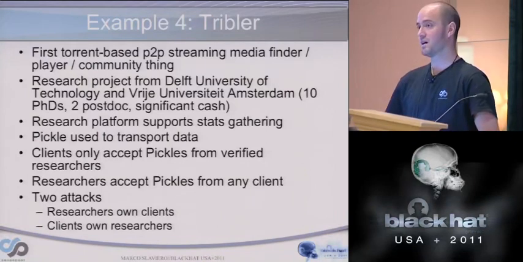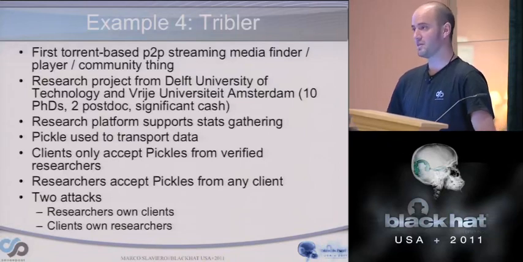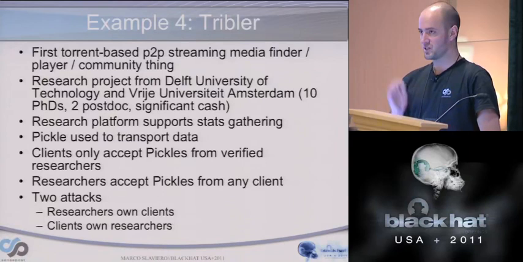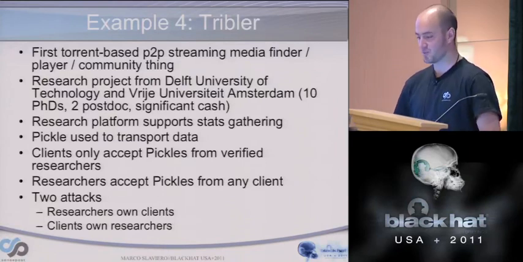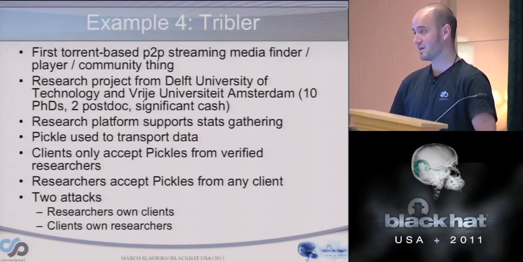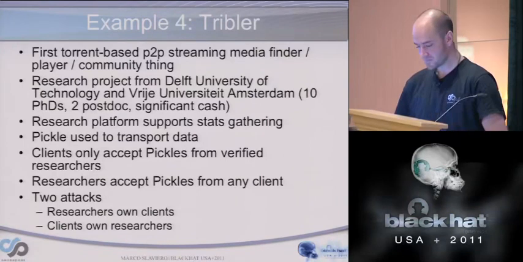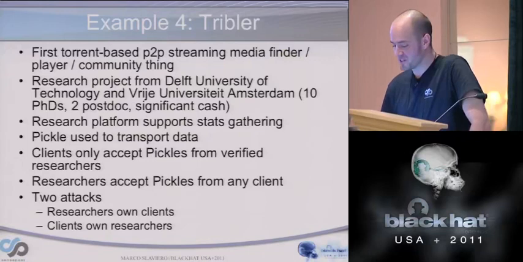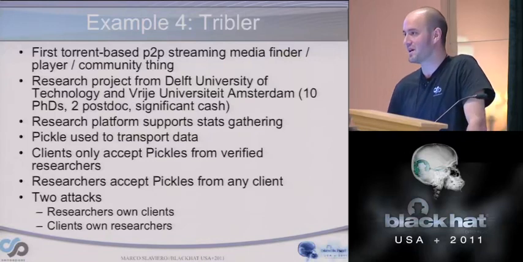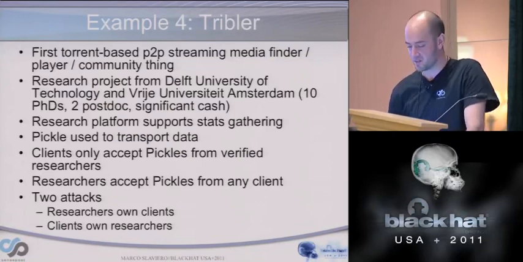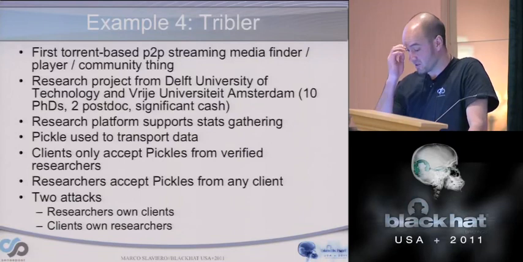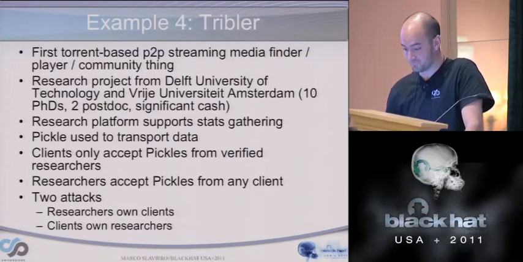The one is that users are vulnerable to researchers sending them malicious pickles. But that direction of researcher to client transmission is protected by signatures, so you can only accept pickles from certain researchers. The other direction is more interesting. When researchers go crawling the network, it's possible for clients to send them any pickles they want, and the researchers will accept them. So there was also a vulnerability that permitted the researchers to be owned by their clients.